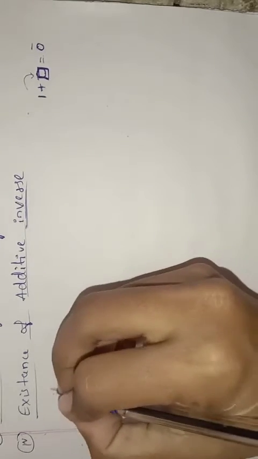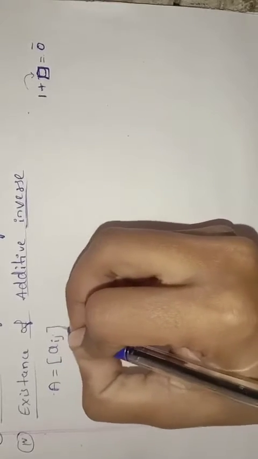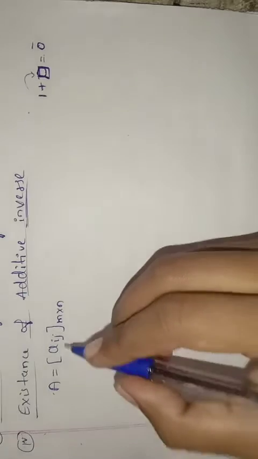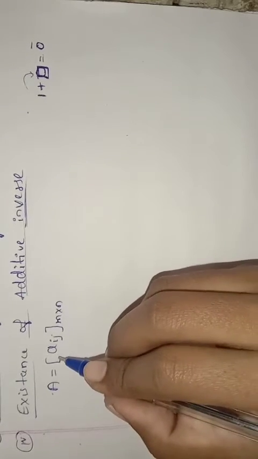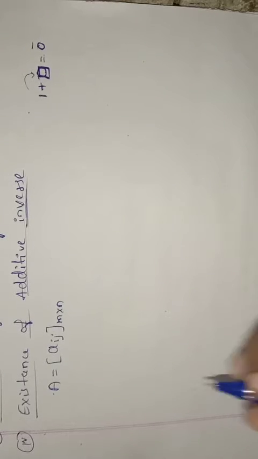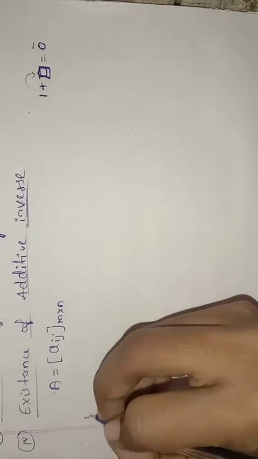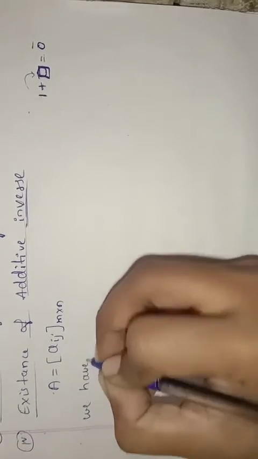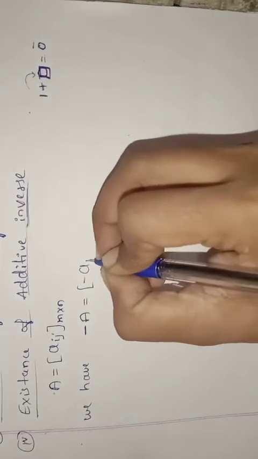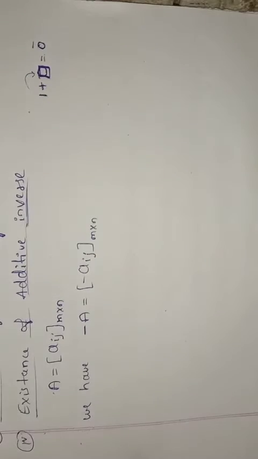Suppose we have a matrix A. So matrix A is equal to Aij of order m cross n. What should we operate on this matrix to get the 0 identity? A is any matrix with order m cross n, and we have one more matrix, that is minus A. That is, minus A is nothing but minus Aij of the same order m cross n.